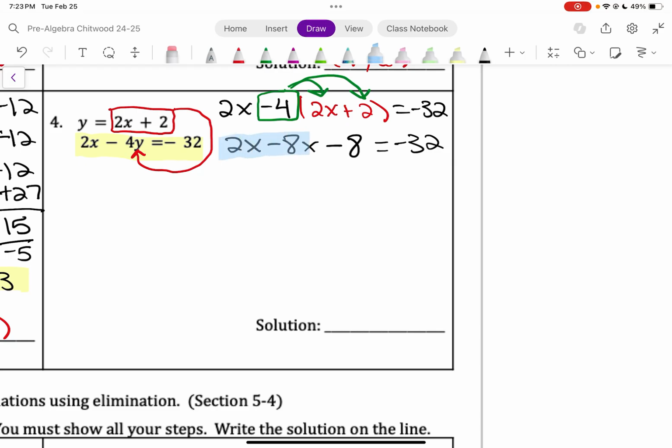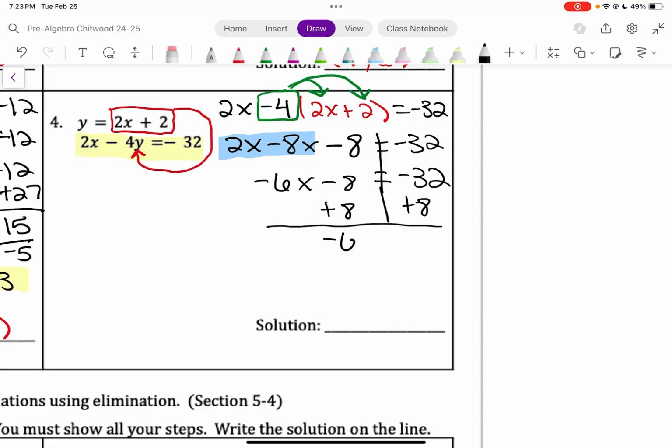I can combine like terms. So 2x minus 8x will give me negative 6x minus 8 equals negative 32. Then I'm able to move my constant over to the other side. So I want to add 8 to both sides, and I will get negative 6x equals negative 24. Then my last step is I divide by the coefficient, which will give me x equals 4.